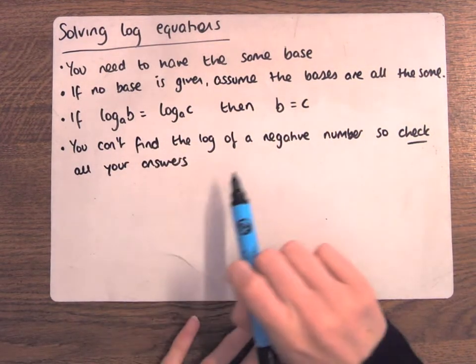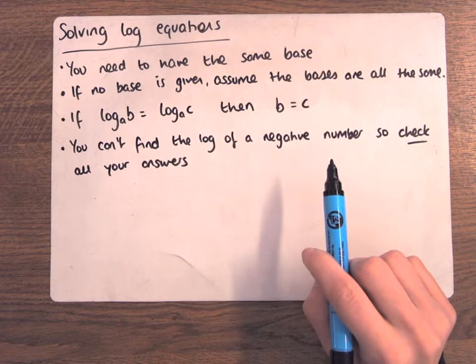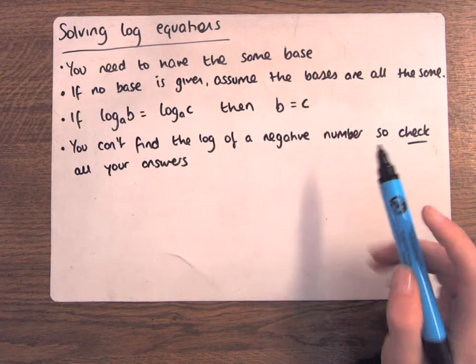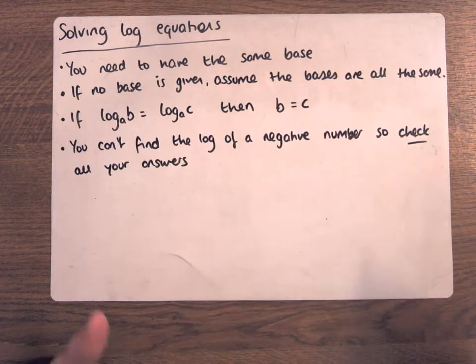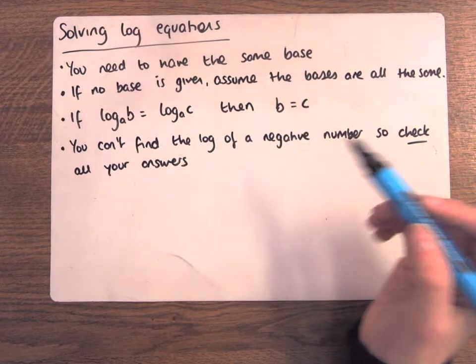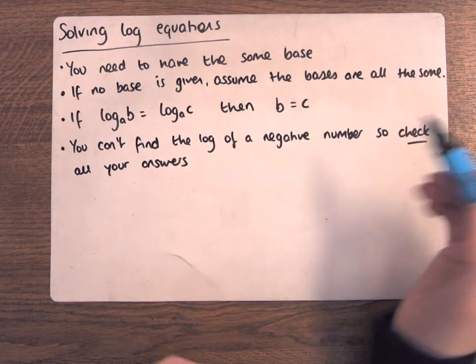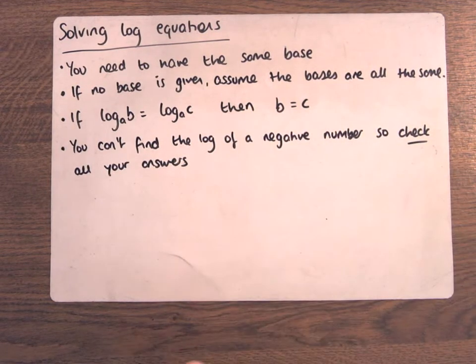And you can't find the log of a negative number. So you can't get log to the base 2 of minus 9. It's undefined, you can't get it. So if you get an answer and you put it back in and it gives you the log of a minus number, you have to cancel out that answer. It's not a solution. So will we do an example?